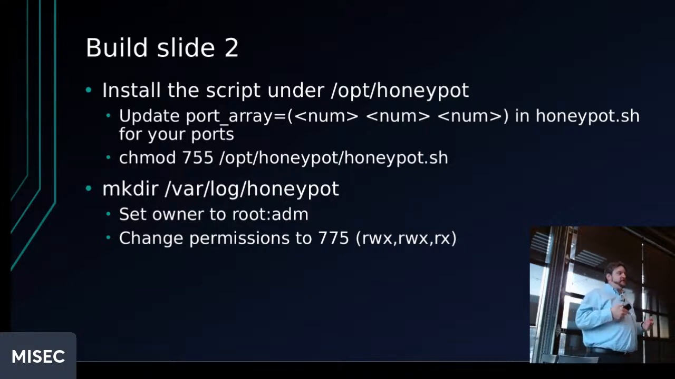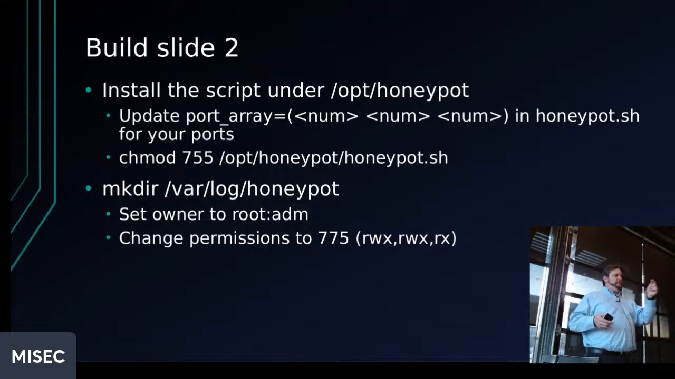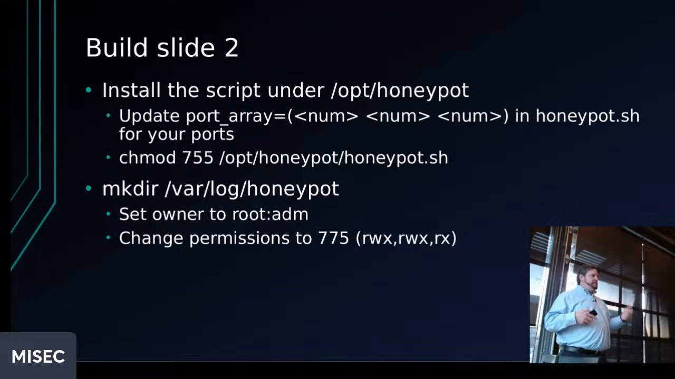Make a log directory, because it does put timestamped logs into a specific directory in /var/log. It will create one file for every port that you have running. Again, set the owner. I usually set that to root admin. The user currently on Debian is added to the admin group, so you can actually see what's associated with admin. If not, add yourself to the admin group if you need to, or whoever needs to be added to it. And then again, change permissions.